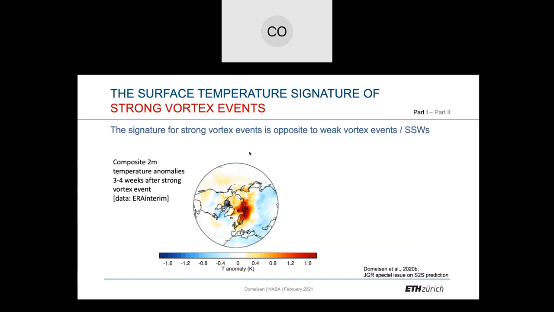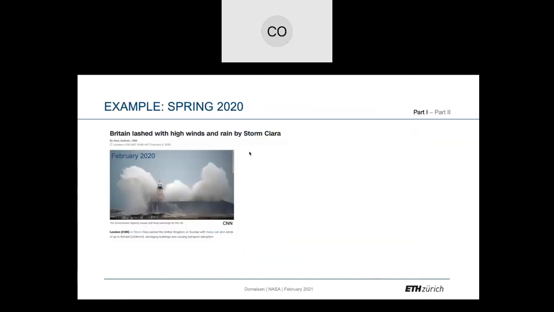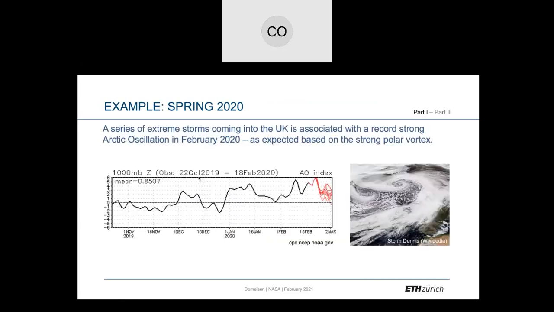But if you have a very strong vortex, this can really turn into extremes where, for example, you had these storm series that I just talked about initially. This was associated with an extreme positive Arctic oscillation. I think they even had to expand their scale here because that was really a record reading of the Arctic oscillation that they had in February 2020.